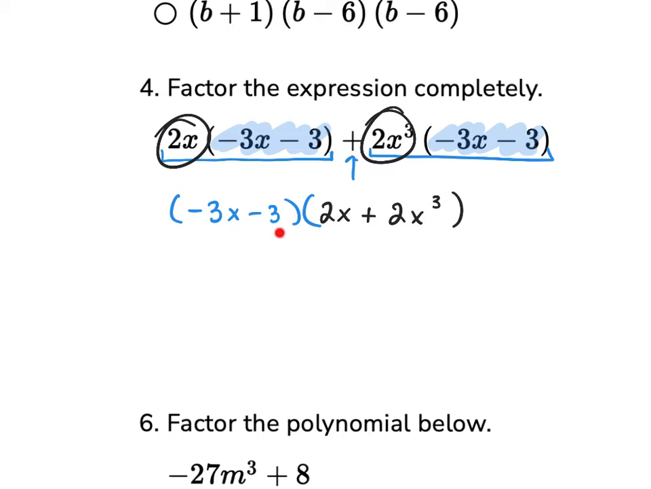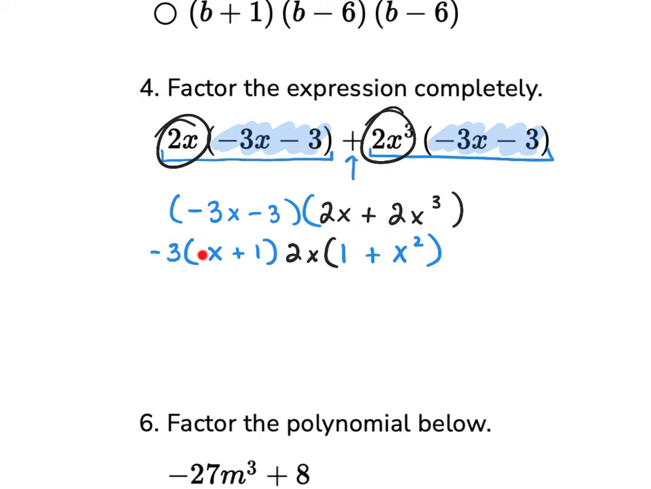However, if I look at this binomial, I can take a 3 out, and I could even take a -3 out of both. And here, they both have a 2 in them, and at least an x to the first I could take out. So you do want to keep factoring until you're done. So I've taken out that -3. I'm going to pull out a 2x here, leaving me with a 1 plus x squared. You can see if I distribute 2x, 1 times 2x is 2x, and 2x times x squared is 2x cubed.